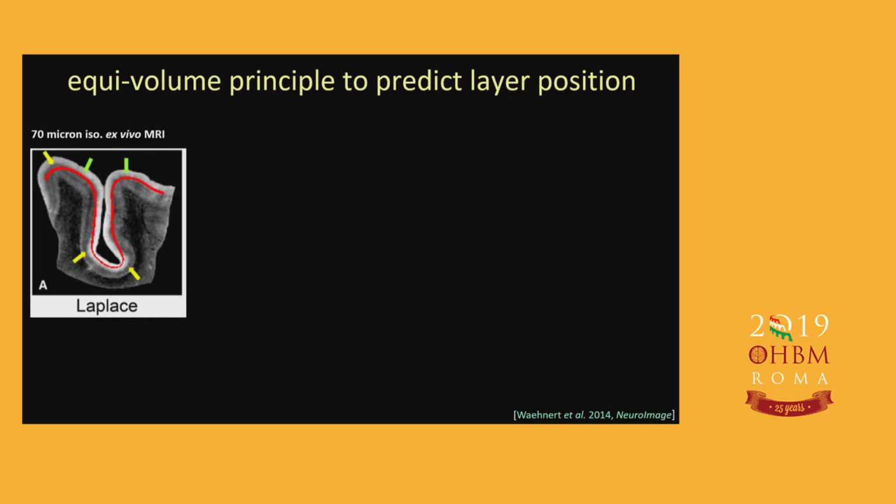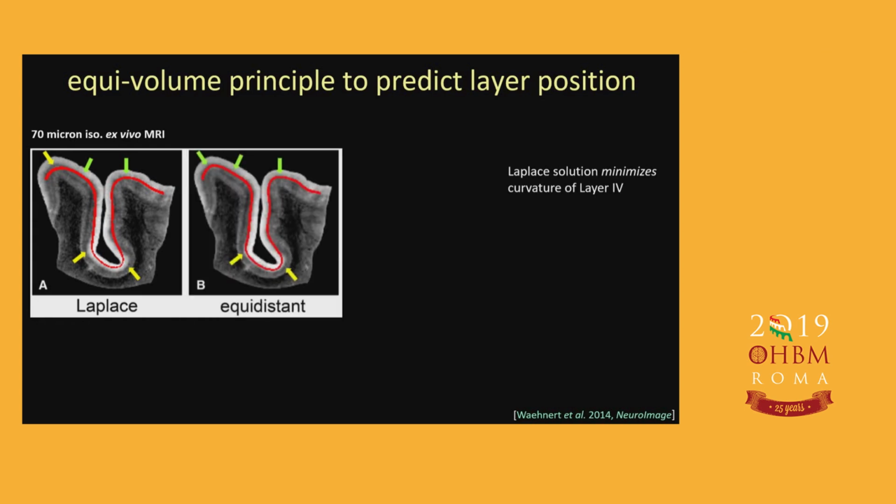And so the Leipzig group really went and implemented this equivolume principle to try to predict layer positions from the cortical curvature. They started off with a classic Laplace solution and then tried to estimate the position, in this case, of layer 4, and compared the predicted location of layer 4 to the detected location that they could see in their high-resolution ex vivo data. We can see that the Laplace solution kind of minimizes the curvature of layer 4. As I said, in the data we see that the curvature is sort of exaggerated in layer 4, and it looks like the Laplace solution doesn't do such a good job in predicting the location of layer 4.